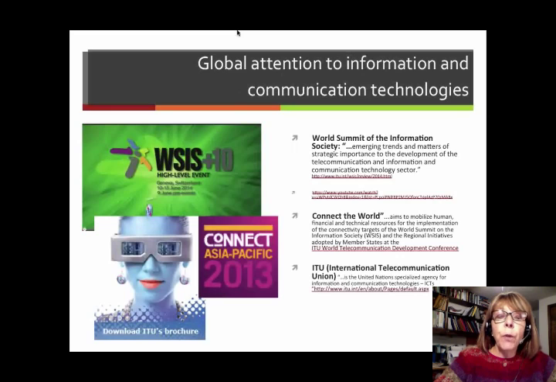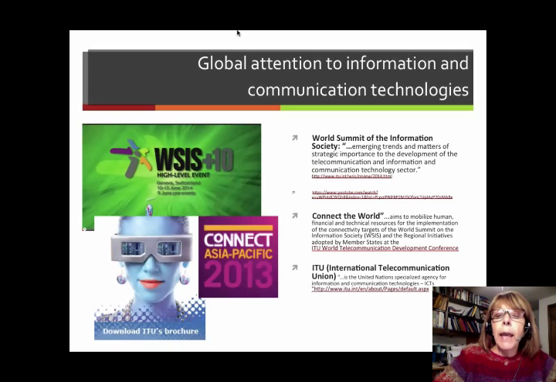There are also three different publications and organizations that I wanted to highlight. WSIS is the World Summit of the Information Society, and their mission and statement is the emerging trends and matters of strategic importance to the development of the telecommunication and information and communication technology sector. There's a link to them. And they have conferences where people come together from all segments of society, different countries, to pay attention to information and communication technologies on a global basis.